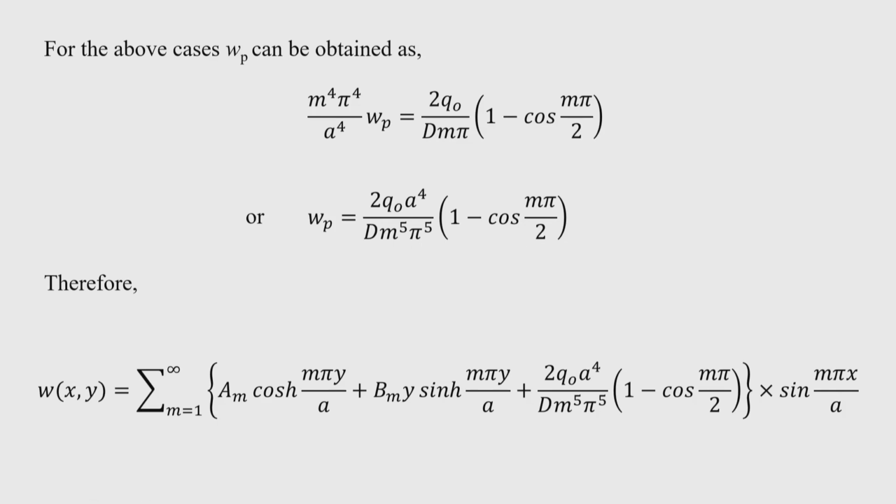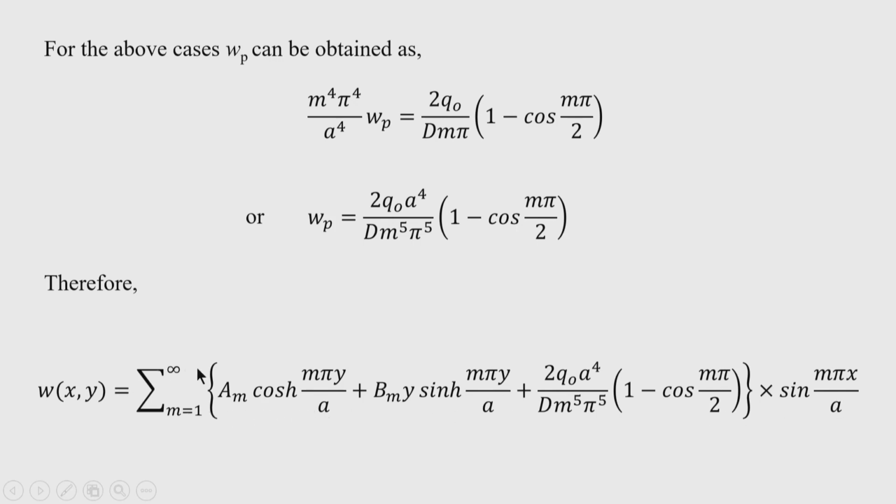So, after finding the complete solution of Y_m, we can now write this series as [A_m cosh(m pi y / a) + B_m (m pi y / a) sinh(m pi y / a)] + 2 q_0 a^4 / (D m^5 pi^5) [1 - cos(m pi / 2)] into sin(m pi x / a). So, this is the expression for the deflected series.